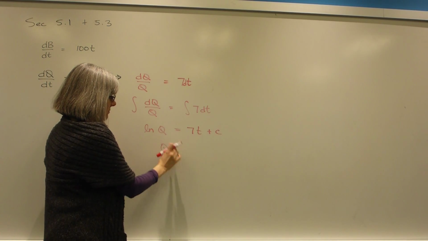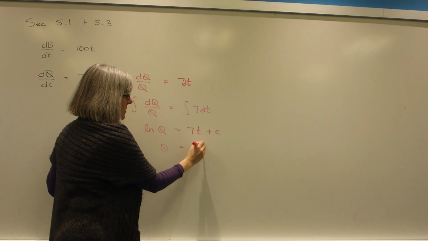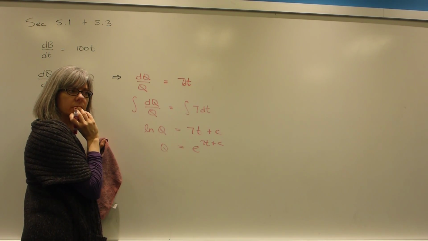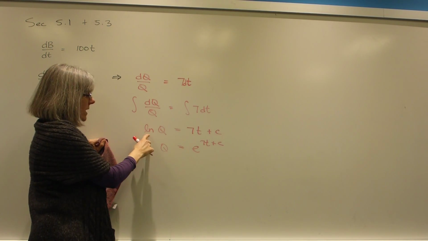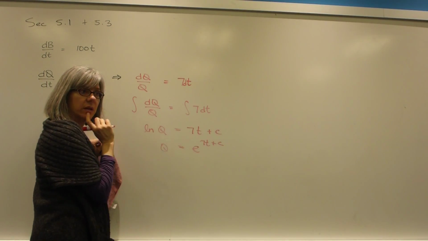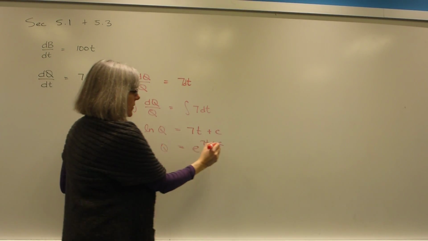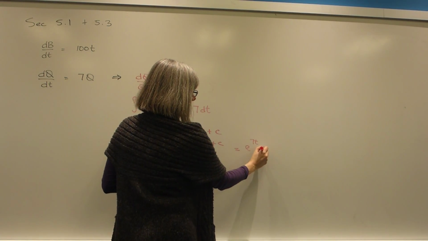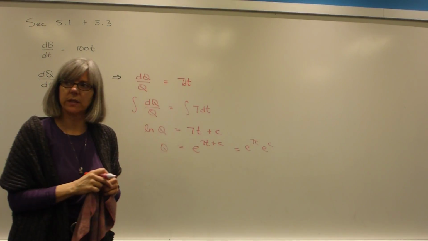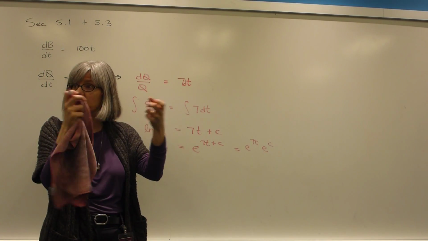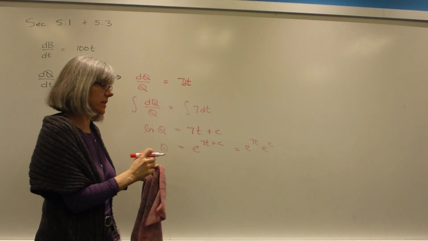So we'll get e to the 7t plus c. When I undo the ln on this side, I rewrite it by doing e to the something on the other side. Now we can rewrite this as e to the 7t times e to the c. Are you guys comfortable with that? What I've done is I've said it's the same base. I can pull apart those exponents.